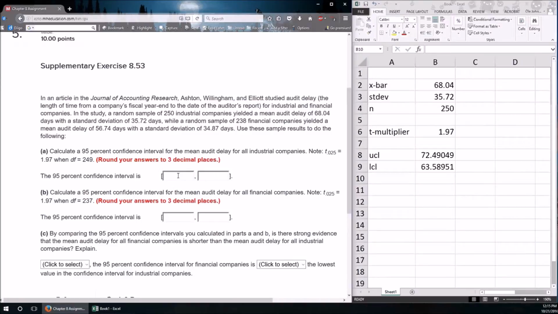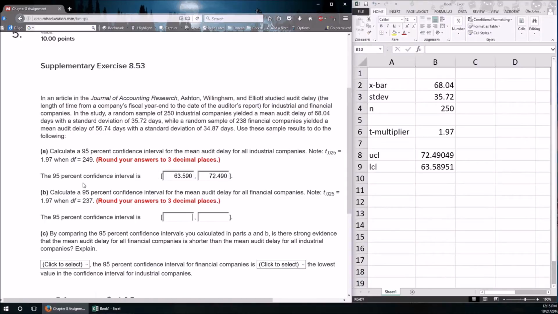So the lower limit always goes to the left. We need to round to 3 decimal places. 5, 8, 9, 5. So that rounds that 9 up to 0. So 63.590. And then the upper is 72.490. That's less than 5, so it's 0.490. Excellent.